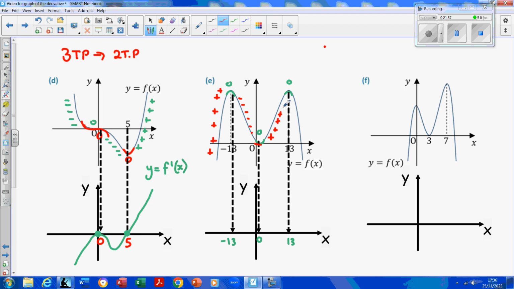Then it gets itself to 0 again, and then it's negative because it's going downhill. Now we know that we've got 3 turning points. So when these 3 turning points, we've got the derivative of them, they change to 2 turning points. So that's another wee clue.